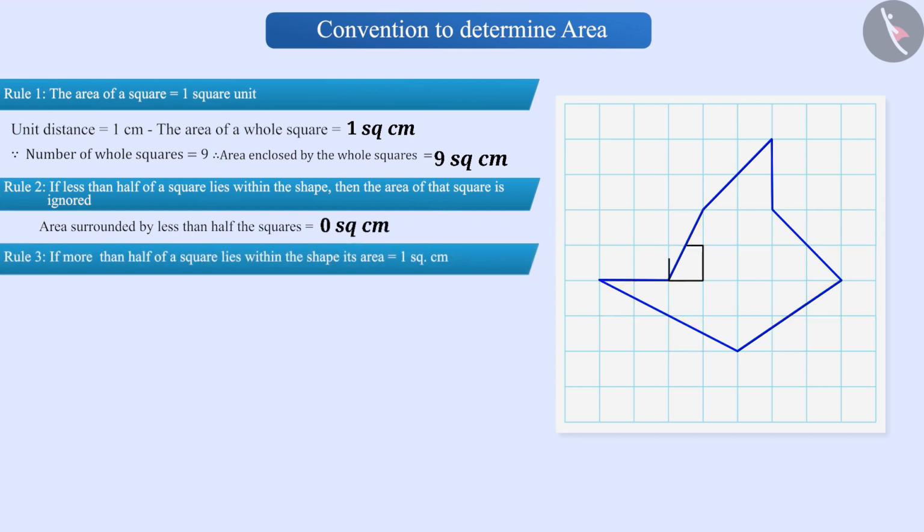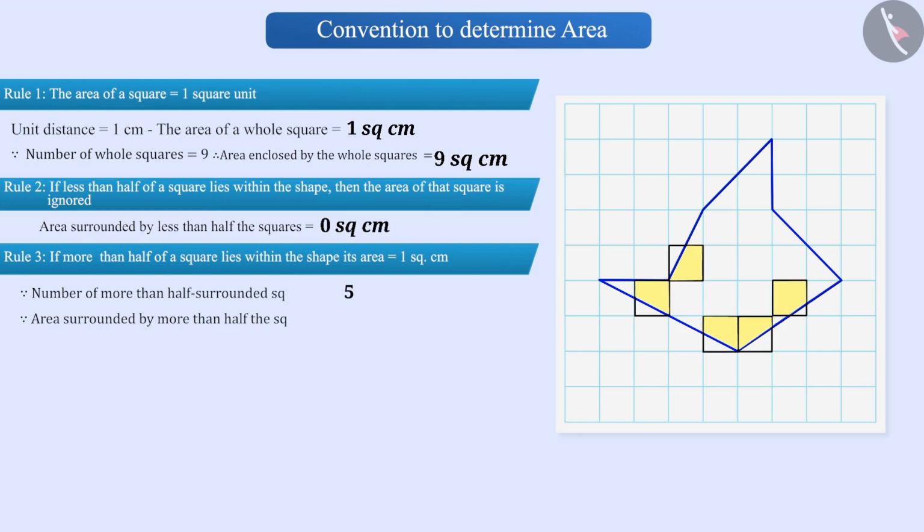Rule 3. If more than half of a square lies within the shape, its area is considered to be 1 square centimeter. Here, we have 5 such squares. Therefore, we can say that the area covered by more than half the squares is equal to 5 into 1 square centimeter, which is equal to 5 square centimeters.